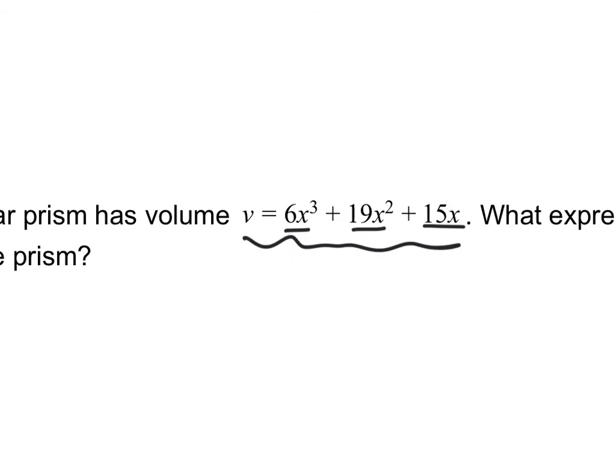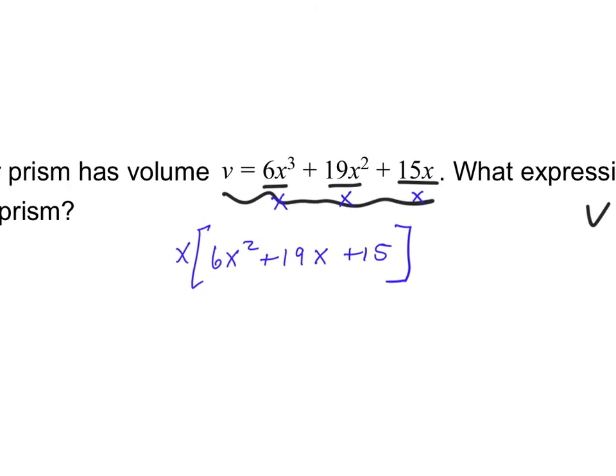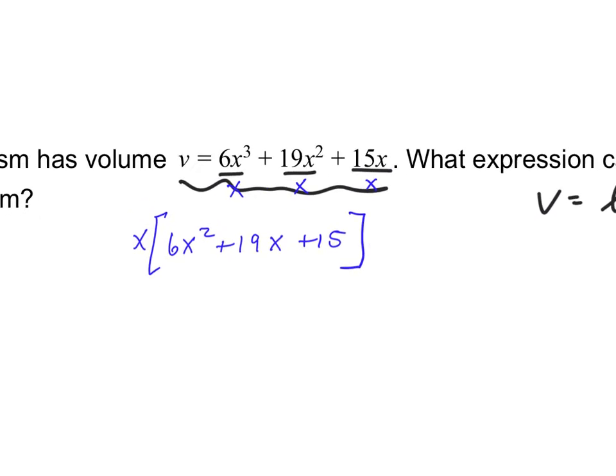Oh, goodness gracious, look at that. I can't factor out a 3x. 19 is not divisible by that. So I'm going to just factor out x. So if I factor out an x, that leaves behind 6x squared plus 19x plus 15. And here we have it. We have a trinomial, which we're going to continue to factor because we want to split that up into two terms to where we can factor by grouping.